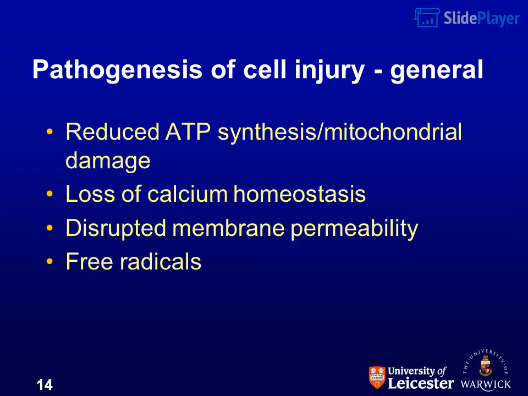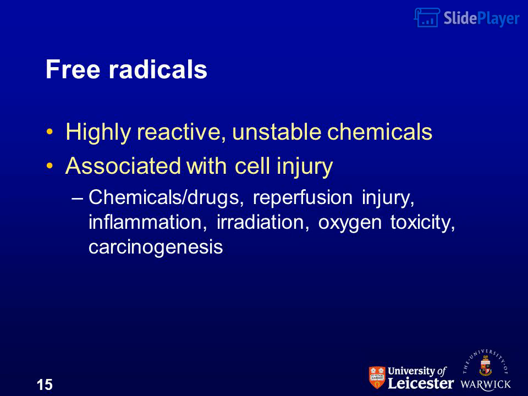Pathogenesis of cell injury: general, reduced ATP synthesis/mitochondrial damage, loss of calcium homeostasis, disrupted membrane permeability. Free radicals. Free radicals are highly reactive, unstable chemicals associated with cell injury. Chemicals/drugs, reperfusion injury, inflammation, irradiation, oxygen toxicity, carcinogenesis.